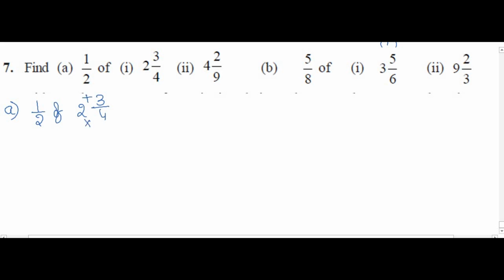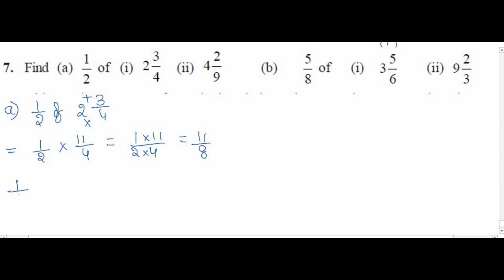So convert this mixed fraction into improper, and of we can write as multiplication. 2 4s are 8 plus 3, 11 by 4. Now till now we just did the multiplication either for the numerators, not for the denominators. Now we are doing multiplication of numerator and denominator. So 1 into 11 by 2 into 4. 1 11s are 11, 2 4s are 8. So half of 2 3 by 4 is 11 by 8.